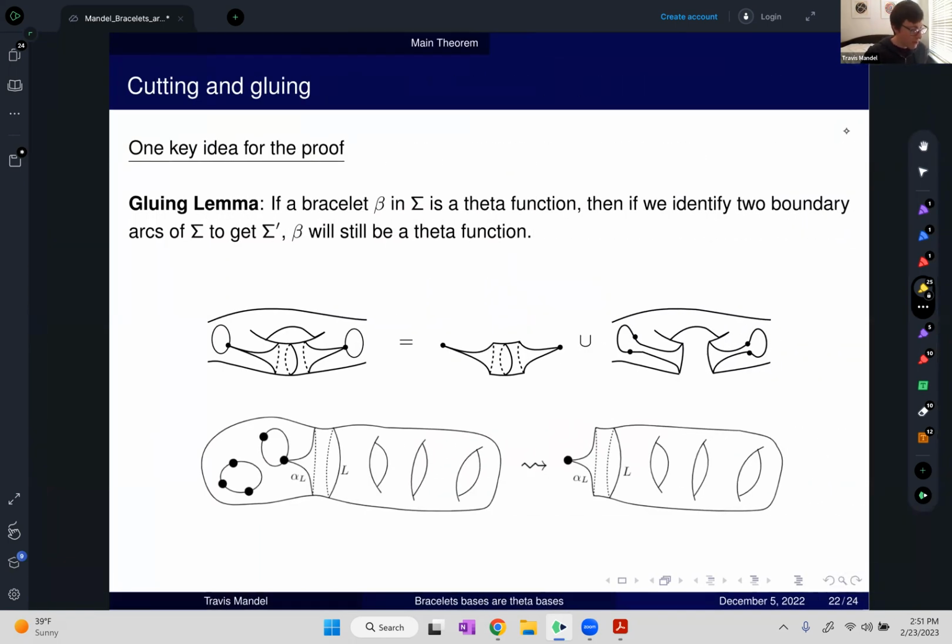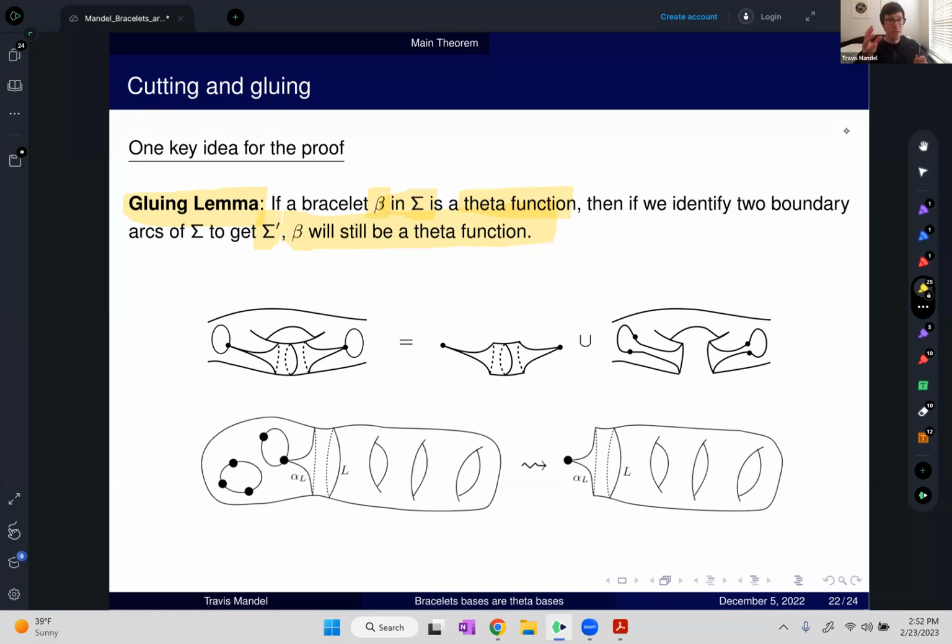So now I want to give a key idea for the proof, just because it's an important idea, and I think it gives you an idea of how we did this. So the key thing is what we call the gluing lemma. We show that if you know that a bracelet beta in a surface sigma is a theta function, and then if you take 2 boundary arcs of that surface and you glue them together to make a new surface sigma prime, that bracelet beta will still be a theta function. So the theta functions are unchanged under gluing.